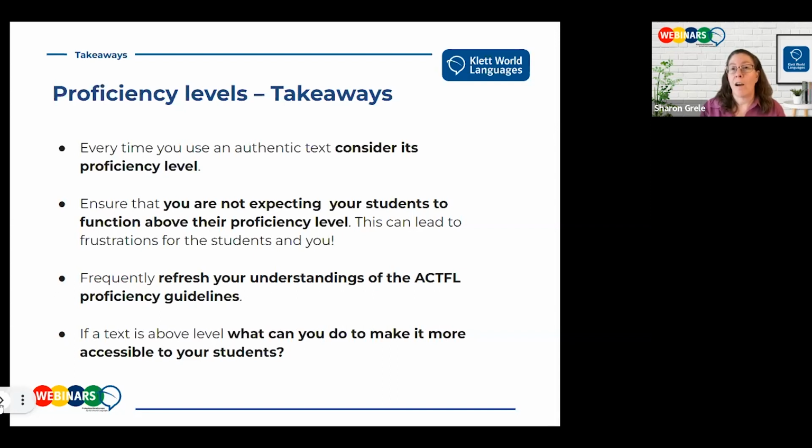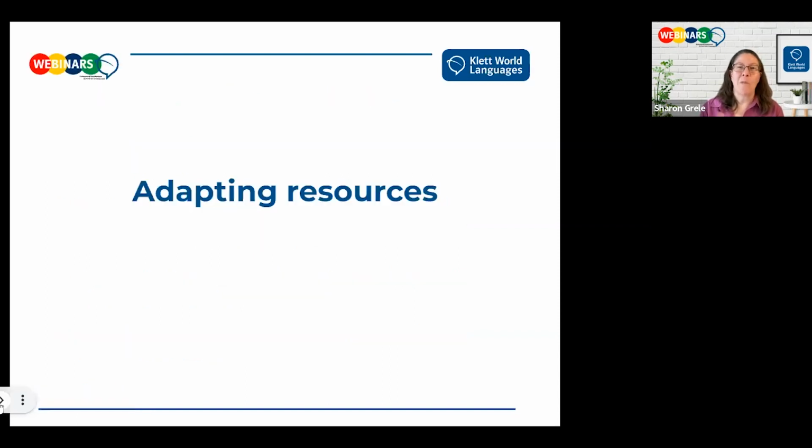And then we are going to move into this next. If a text is above the level that you want to use it for, what can you do to make it more accessible? And we're going to talk about some strategies for that in just a few minutes, where we get into the portion of our webinar which is going to be about adapting authentic resources for the classroom.